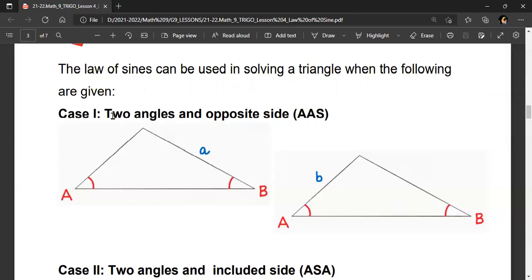Case number one, where two angles and an opposite side are given. The two angles in the given diagram are angle A and angle B, plus one measurement of the side. It's either side A or side B, for as long as there are two angles and one opposite side. So AAS, angle, angle, side.